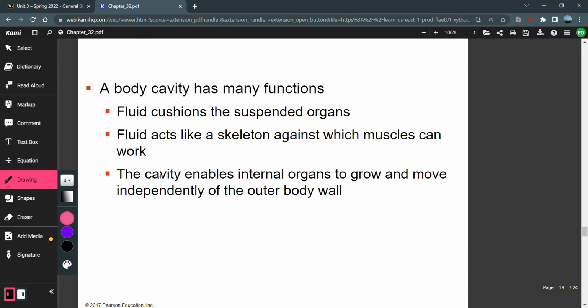And a cavity enables internal organs to grow and move independently from the outer body wall. You don't want an organism with all the organs tightly squeezed together. You want space and wiggle room. Because for example, let's say the liver becomes inflamed and gets large and starts putting pressure on your other organs. We don't want that. We want the nice space, space for each organ.